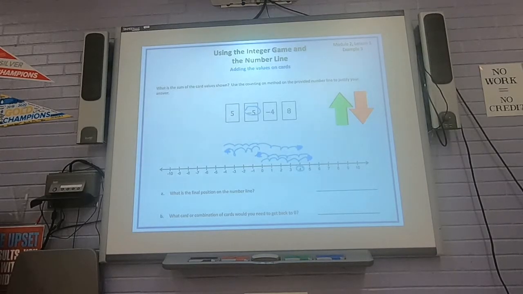Alright, what's the final position? That's where you end up. So I ended up on 4. What card or combination of cards would you need to get back to 0? Well, I could just move left 4, and I'd be back at 0. You could do other things like move left 2 and then move left 2 again.